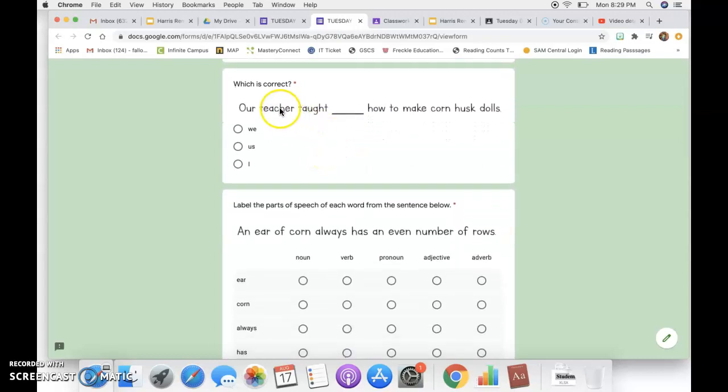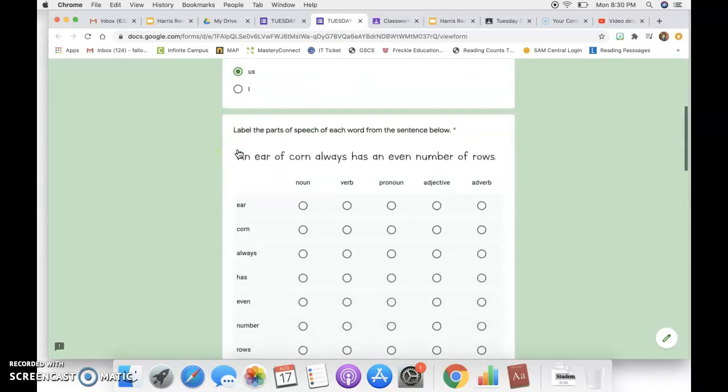Okay, then you're just going to quickly answer a few questions. Which one is correct? Our teacher taught blank how to make corn husk dolls. All right, so do we think you would put we there, us, or I? So you could go back through and say, our teacher taught we how to make corn husk dolls. Our teacher taught us how to make corn husk dolls. Or our teacher taught I how to make corn husk dolls. Okay, so you're going to fill in and click on whichever one you believe is the correct answer.